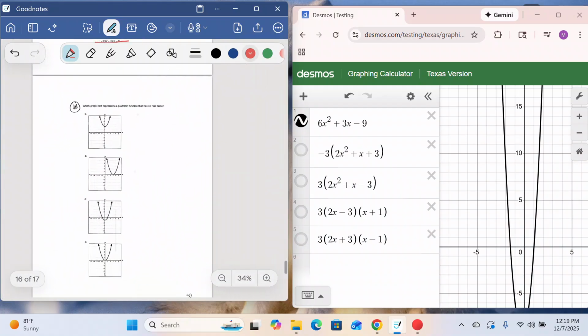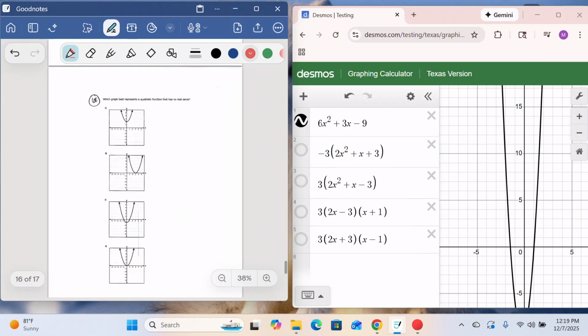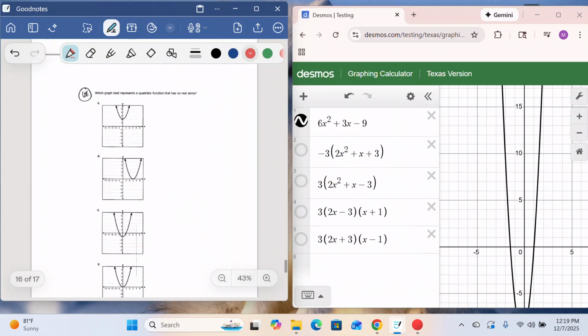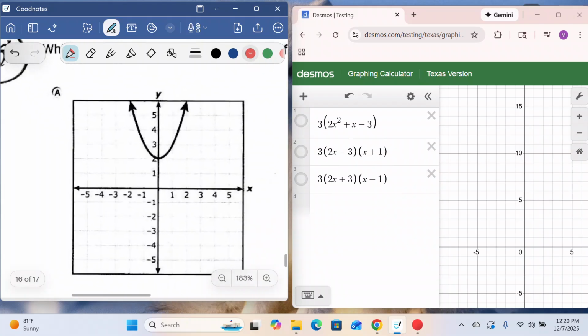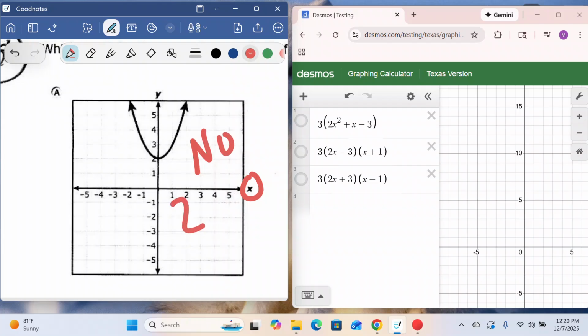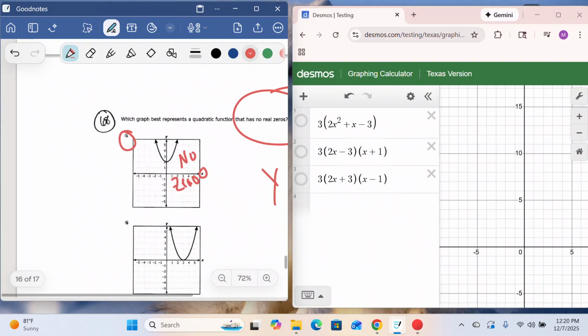If I look at number 68, and I want you to look at number 68, and the question is, which graph, we don't have to do decimals, which graph represents one that has no real zeros? What does that mean? That it doesn't pass through my x-intercept. So I look at the first one. Does it pass through any of my x-intercepts? No. So this one does have no zeros. So this is a correct answer.